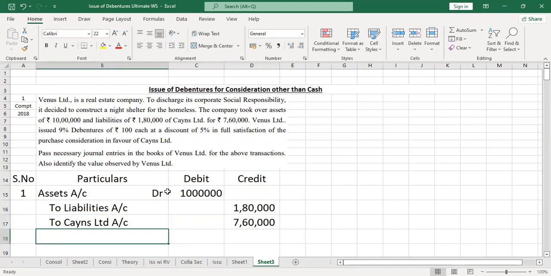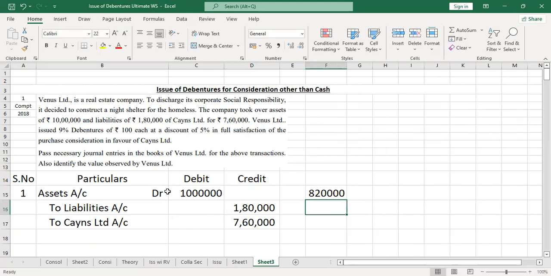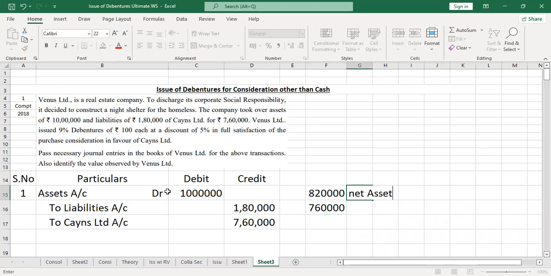Now, if you compare the net assets with the purchase consideration of 7,60,000, you get what? What are the net assets? 10 lakh minus 1 lakh 80,000, which is 8 lakh 20,000. And you compare the purchase consideration, which is 7 lakh 60,000. So for a purchase consideration of 7 lakh 60,000, you're getting net assets worth 8 lakh 20,000. So actually it is a gain for you, right? You're only paying 7 lakh 60, but you're getting 8 lakh 20, right?